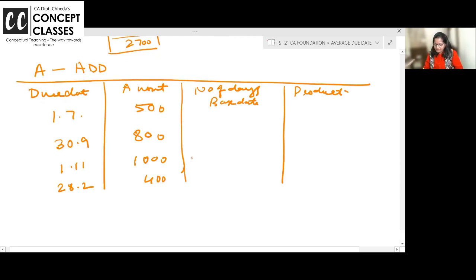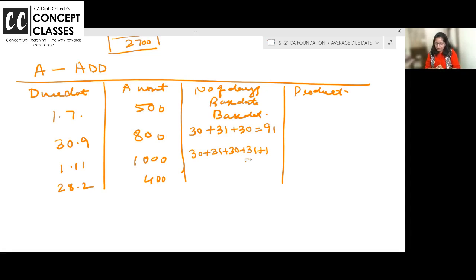So now any one of the dates you can take as base date. Let us take 1st July as the base date. Now 1st July to 30th September: July 30 days, August 31, September 30, so 91 days. When you calculate from the base date to due date, leave the base date. From 1st July to 1st November: July 30, August, September, October and November 1st. Is my speed too fast, tell me, or is it clear?